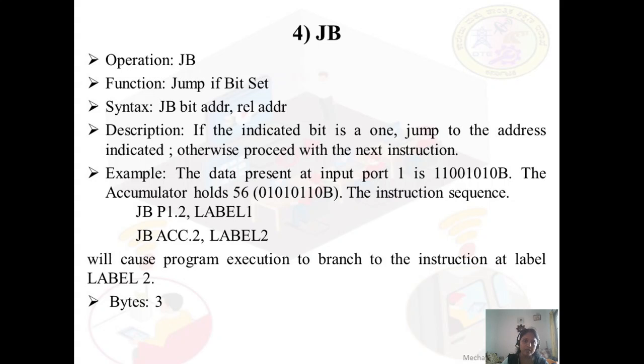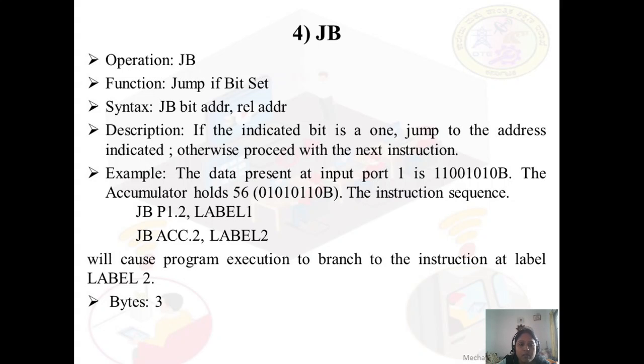Here, if a bit is equal to 1, then you need to jump. Else you have to continue with the next instruction. That is JB bit address, comma, relative address. If we consider an example, JB P1.2, comma, label 1. In port 1, the second bit is equal to 0.